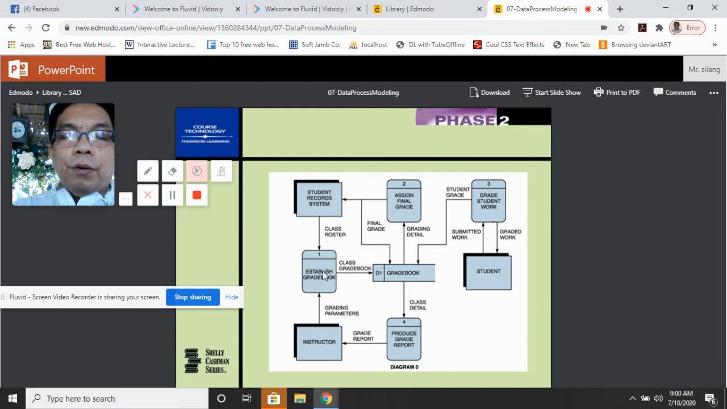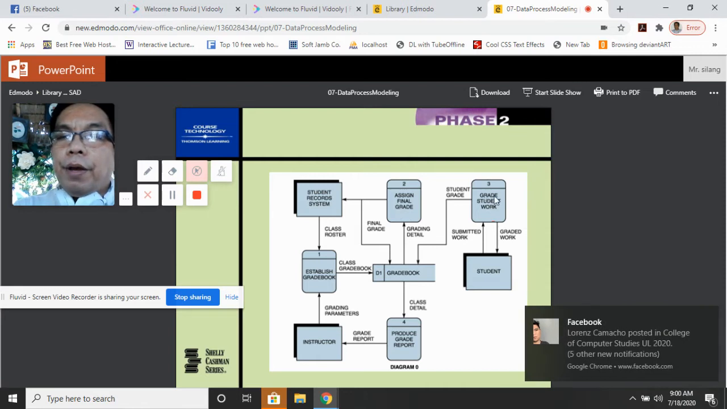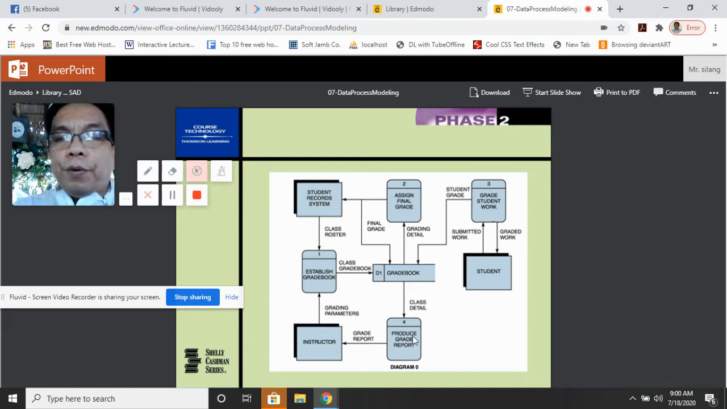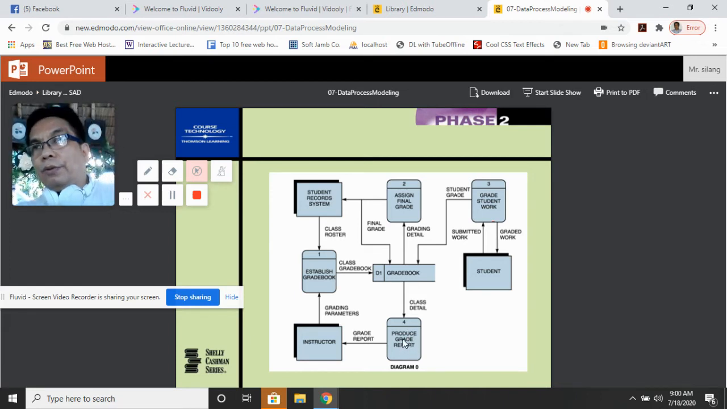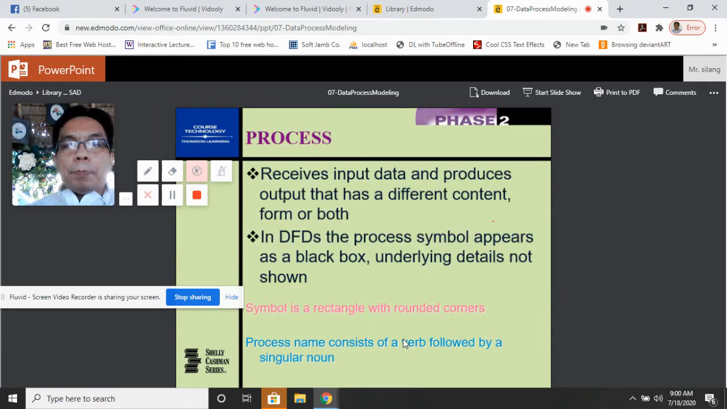For example, here we have establish gradebook. So verb followed by a noun. Assign final grade. Grade student work. Produce grade report. So it should be a verb followed by a noun. It should obviously be a verb because it is a process. It has something to do with, or requires, some sort of action on the input data. Okay, so that's a process.